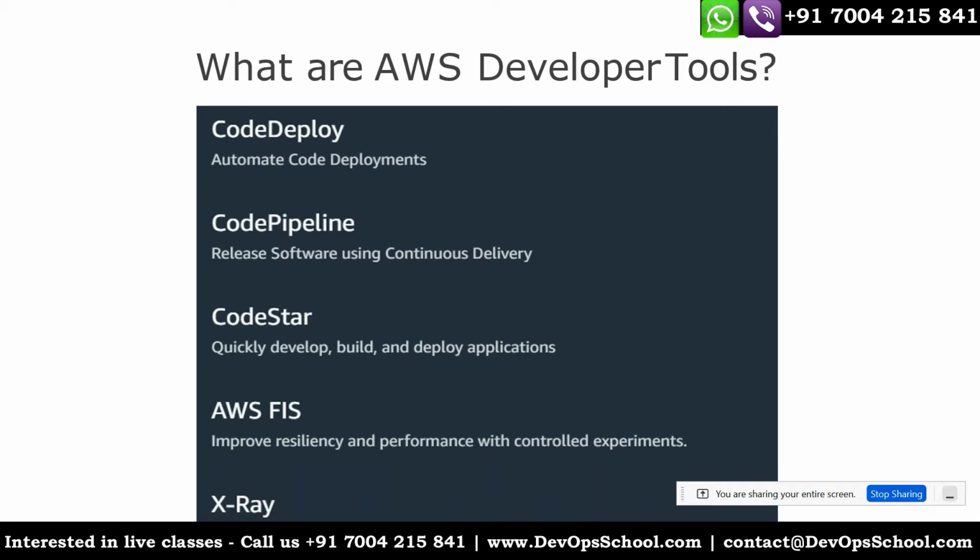deploy the applications. X-Ray is basically for analysis, like Sonar. CodeStar basically is a kind of environment where you can do lots of things together, combine it, quickly develop, build, and deploy applications. It's basically integration between all these services. FIS is basically a fault injection tool, to improve resiliency and performance with controlled experiments. And X-Ray is something like Sonar to analyze and debug your applications. So these are the services which you can find on AWS.